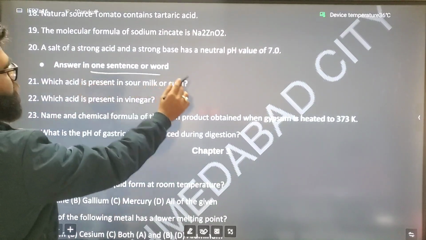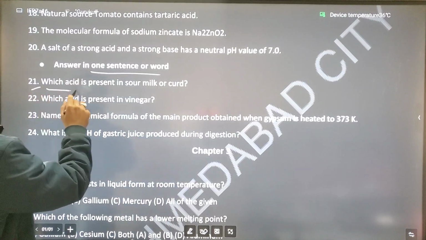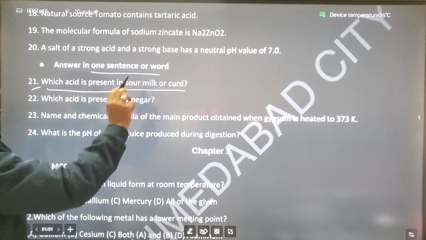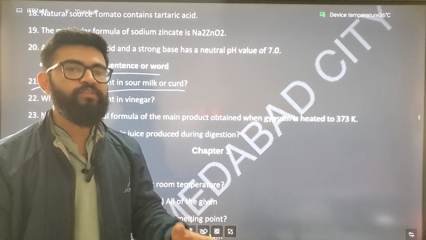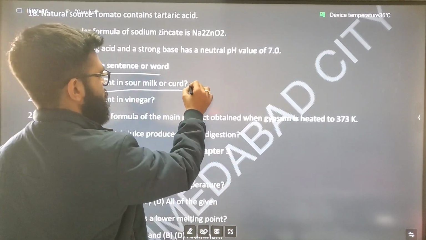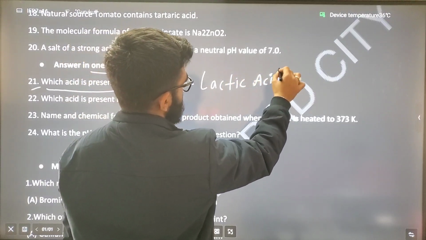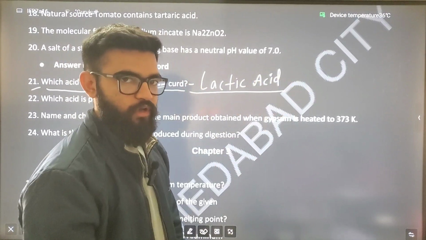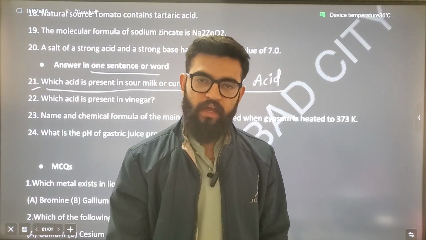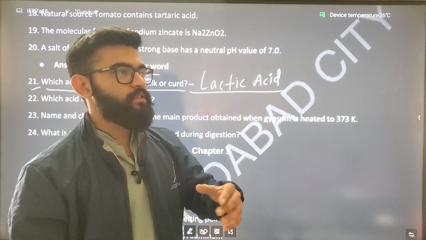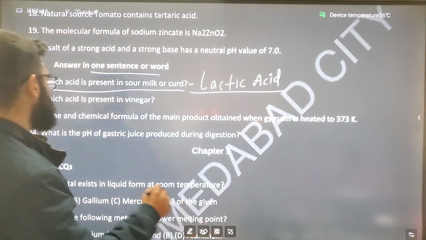Next, one sentence or one word. Which acid is present in sour milk or curd? The answer is lactic acid. Remember that milk contains a sugar called lactose. It also contains a bacteria called lactobacillus. Lactobacillus bacteria eats the sugar lactose and forms an acid called lactic acid.